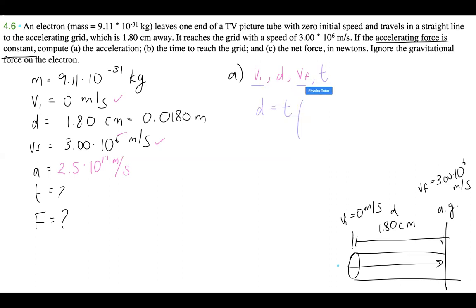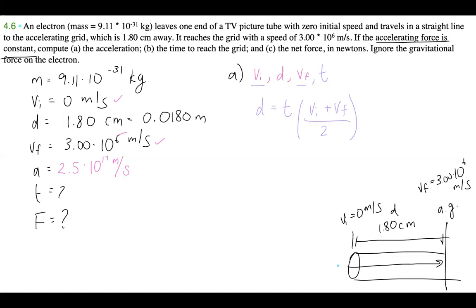Because we have VI and we have VF, and because acceleration is constant, we know that the rise from VI to VF is going to be steady. If we take the average, that gives us the average speed of the entire motion, so VI plus VF over 2. Average speed times time is equal to the distance covered. So let's do that.